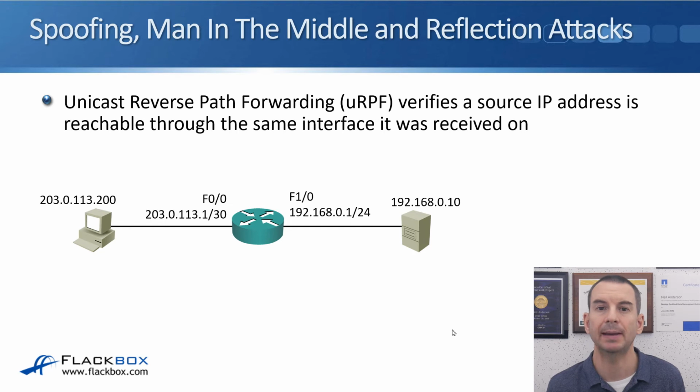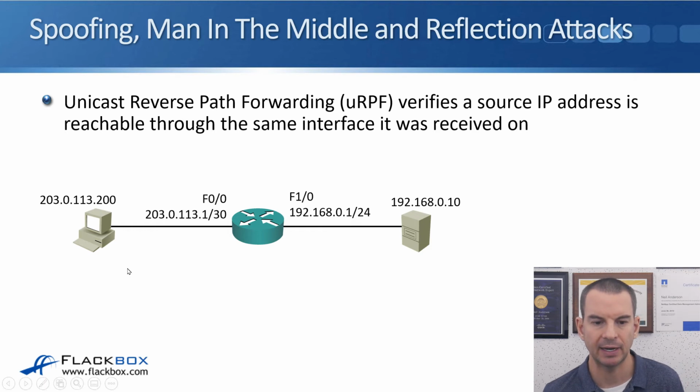Next up, spoofing, man-in-the-middle, and reflection attacks. First defense we have here is unicast reverse path forwarding, URPF. This guards against spoofed IP addresses because it verifies a source IP address is reachable through the same interface it was received on. So let me explain how this works.